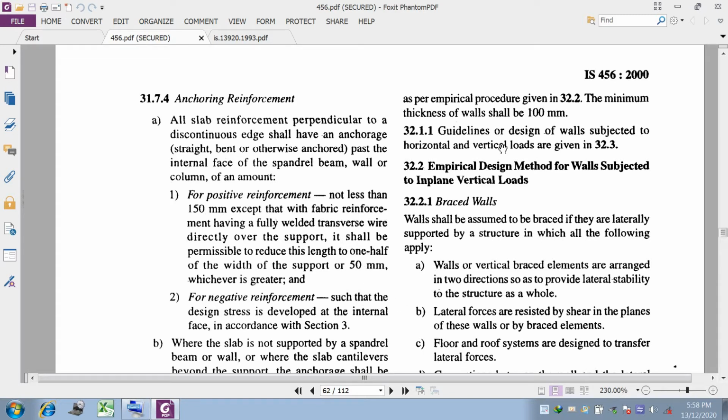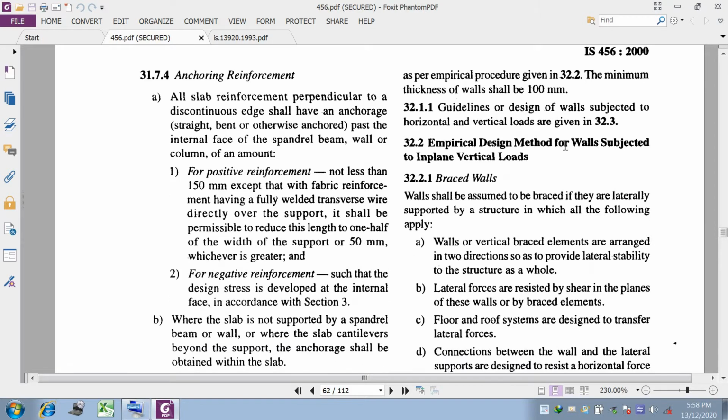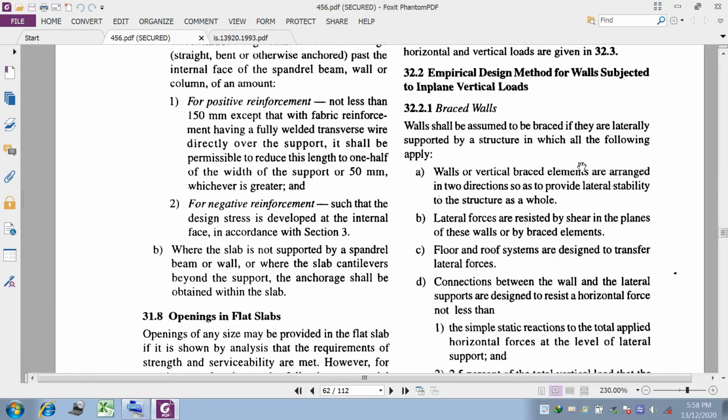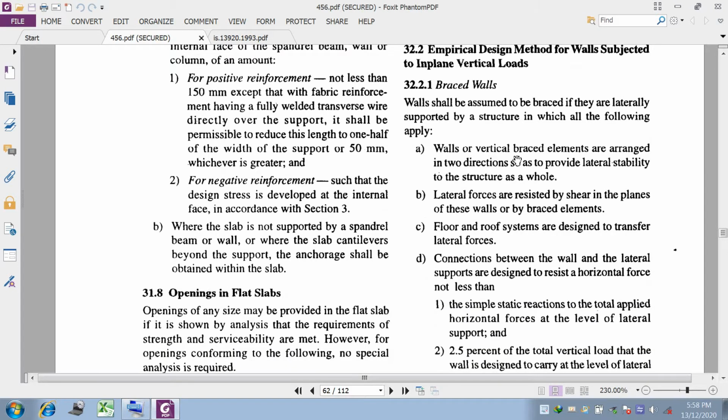Now, the guideline for design of a wall subjected to horizontal and vertical loads. First of all, what are the basic requirements of the braced wall? Walls shall be assumed to be braced if they are laterally supported by the structure and the following apply. First, the walls or other vertical braced elements are arranged in two directions so as to provide lateral stability to the structure as a whole. This is the most important part.